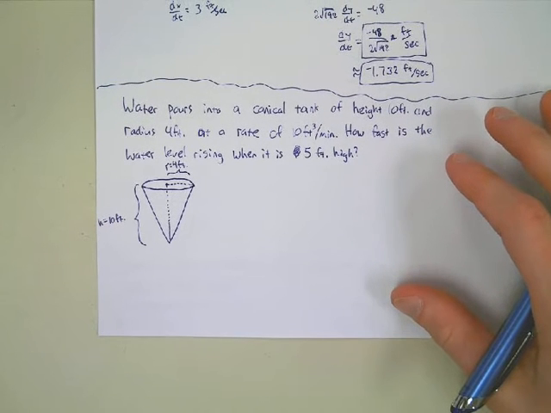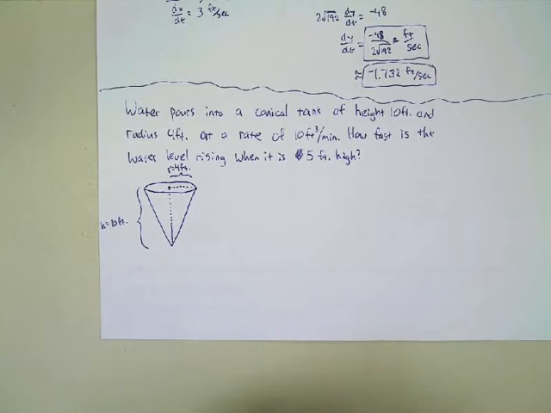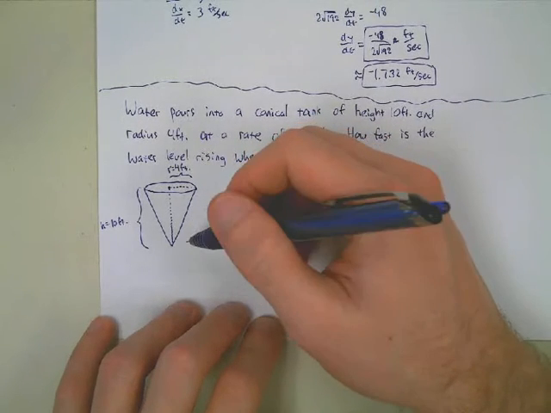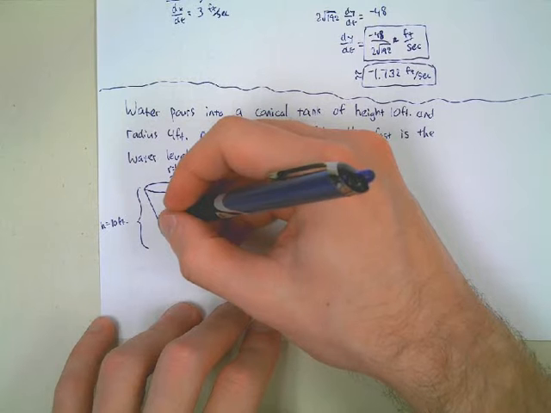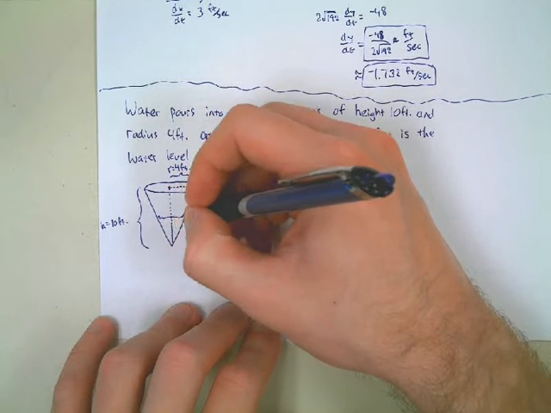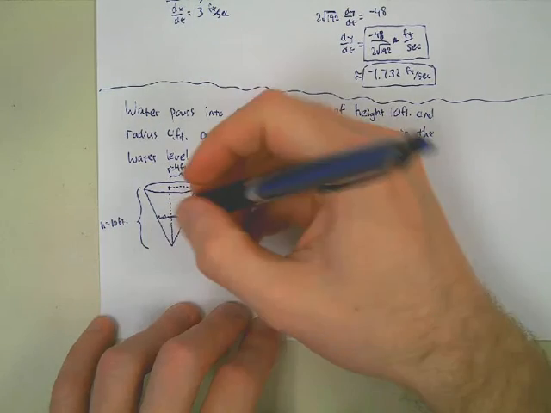Well, the problem is, is the water going to have a depth of 10 feet or a radius of 4 feet? No, that water is constantly being pumped in here, so it's going to be at some level. There's the water level. Because we're trying to find how fast the water level is rising when it is 5 feet high. So the water level in our situation is going to be 5 feet.